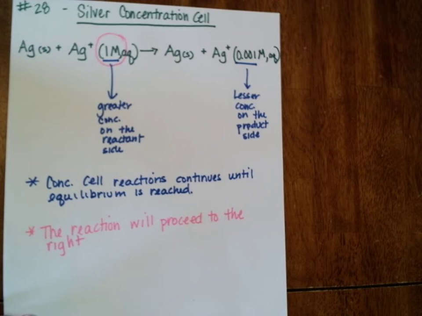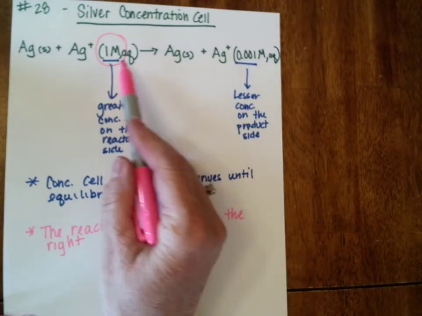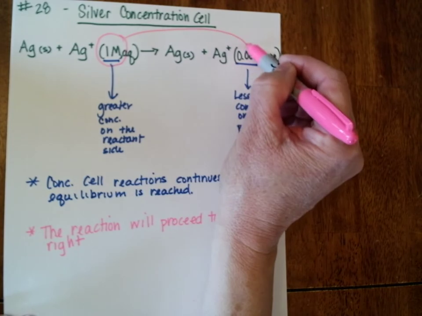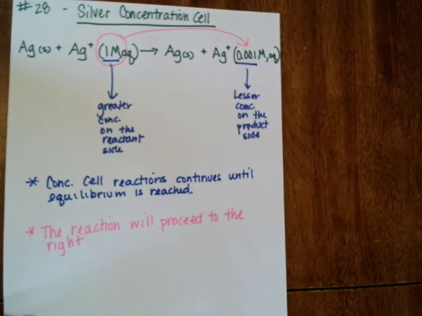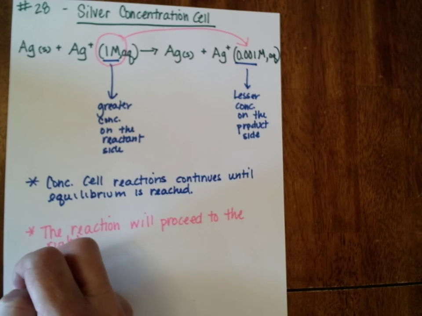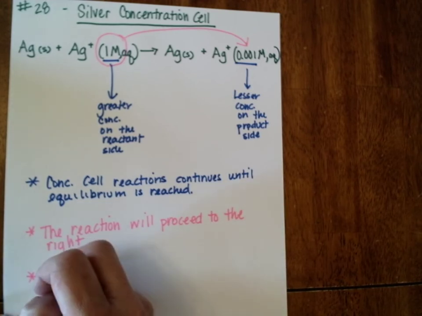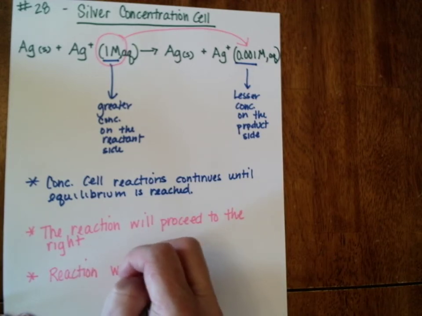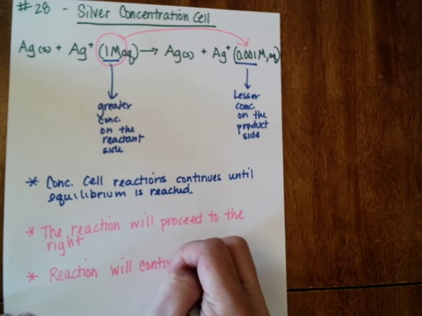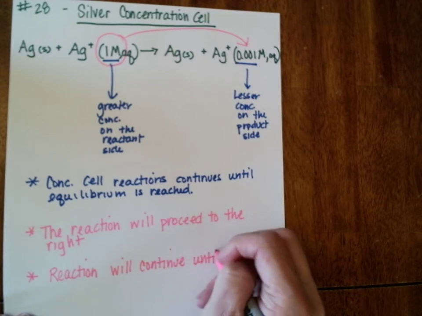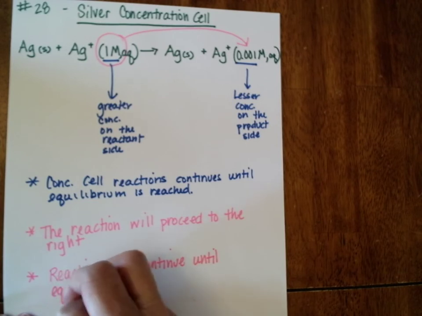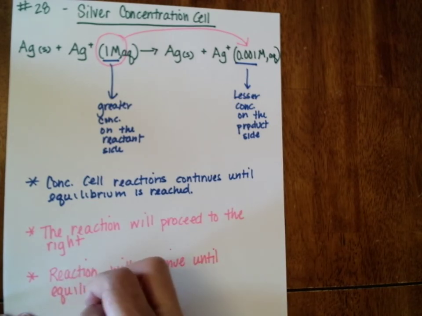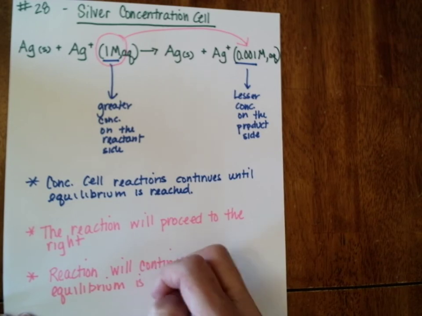If it's a concentration cell, we know that the reaction is proceeding to the right. Why is it proceeding to the right? It's proceeding to the right because I have a greater concentration here than I have here. So I know it's moving to the right. And I can say, because it's a concentration cell with 2 different concentrations, that the reaction will continue until equilibrium is reached.